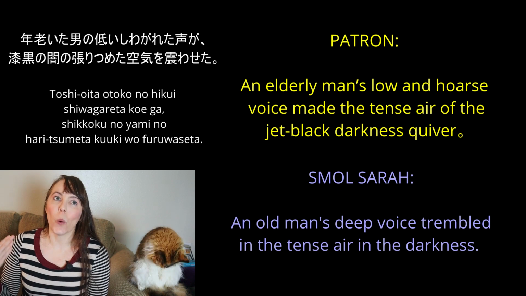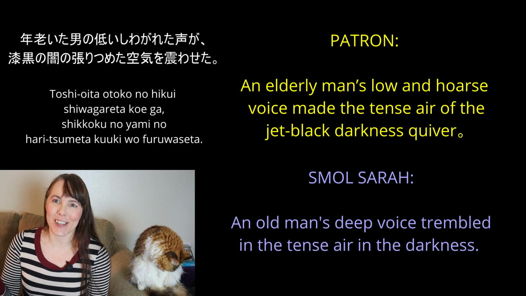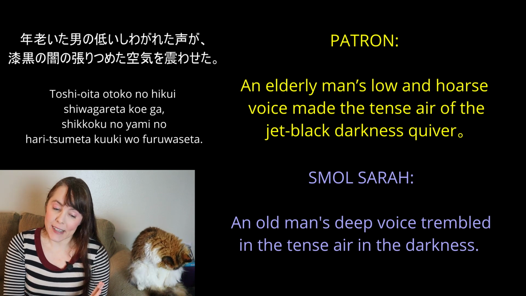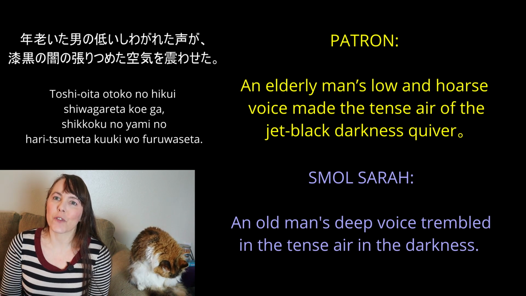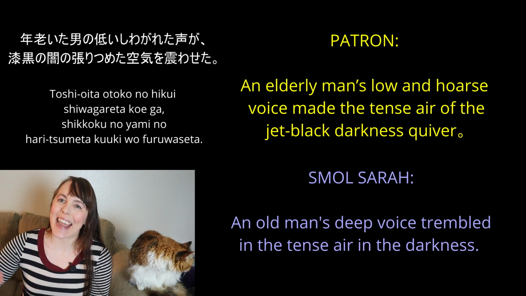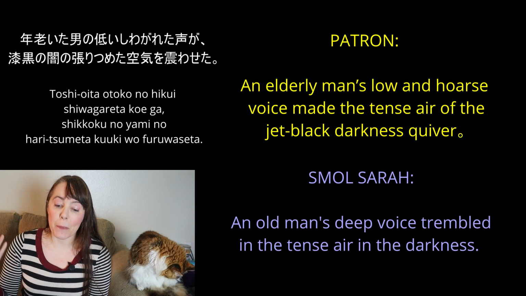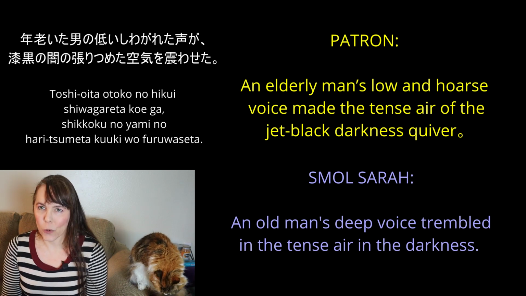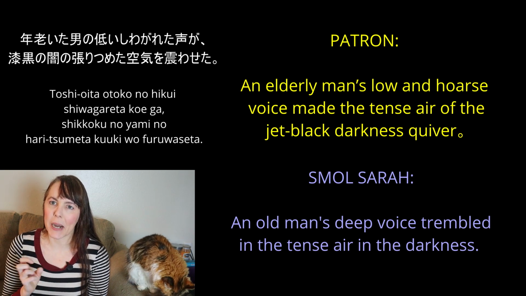But then the old man with his gravelly voice saying, descend from the heavens or arise, oritachi tamae, that made the once tense air, the air that was formerly tense, tremble, shake. So Small Sarah's translation, the deep man's voice trembled, is not exactly correct because it's not the voice that is trembling. The voice is making the air shake. However, the wording of my patron's version, hoarse voice made the tense air of the jet blackness quiver: if you have that causative, made, quiver, and there are too many words between those two words, I feel like it gets a little muddy and lost.